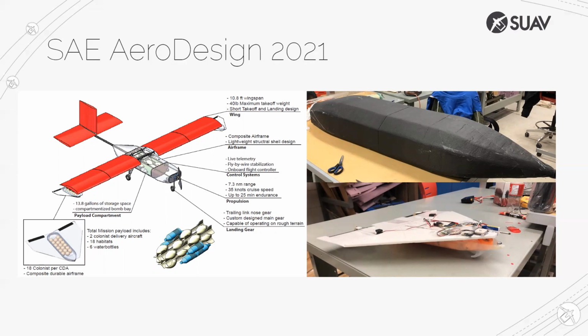Another competition that we competed in before was the SAE Aero Design. In that competition we had to fly this plane on the left and drop payloads at specified locations, in this case water bottles and Nerf footballs. We also had two gliders released from the main plane to land at specified locations. You can see on the right a somewhat manufactured plane. We didn't get to finish it because of the pandemic. And the bottom is one of the gliders that was prototyped.